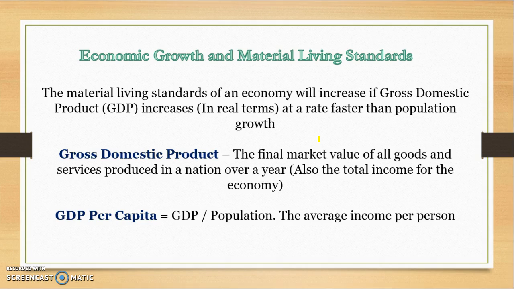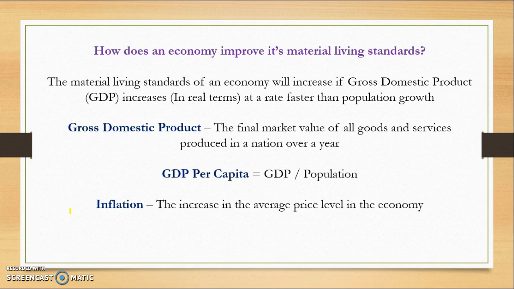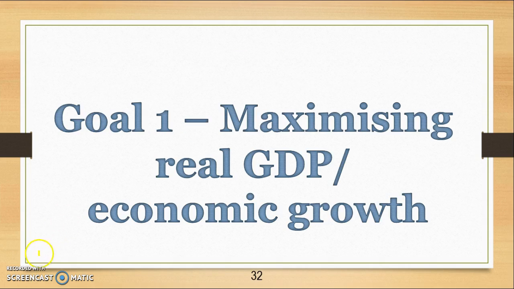What we mean by that is gross domestic product is the total market value of all goods and services, so the total value of a nation's production. If that grows at a faster rate than population grows, the economy will have higher incomes per person. So we need the total value of production to grow at a faster rate than the population grows, and that means that GDP per capita, or income per person, will increase. The material standards of an economy will increase if GDP grows faster than population growth. We need the final market value of all goods and services to grow at a faster rate than what the population grows. And we'll talk about that a bit more in the next video.